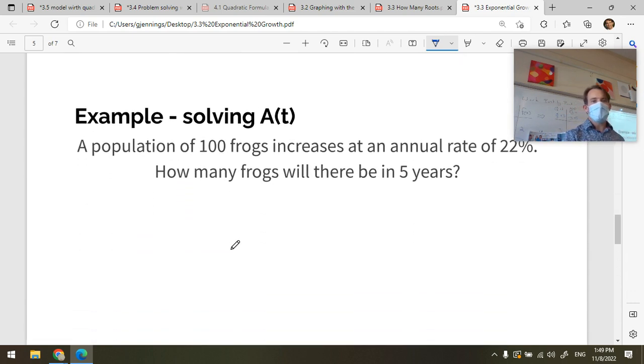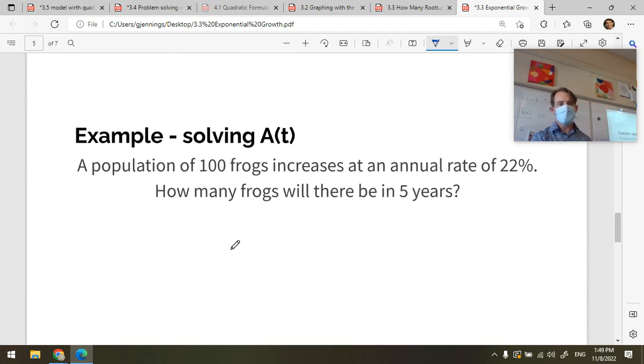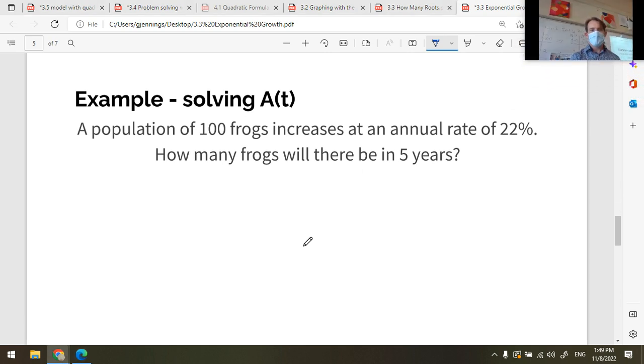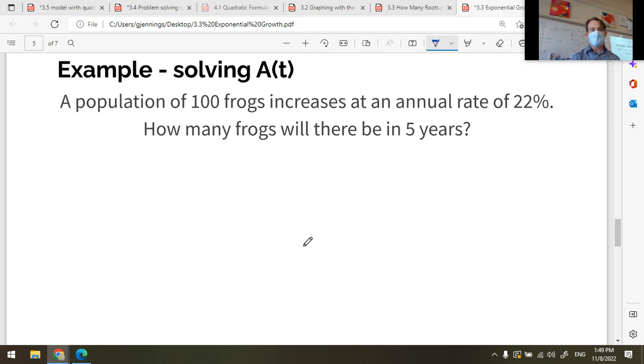Now let's take a look at solving some examples. We have a population of 100 frogs, and we want to know how many frogs there'll be in 5 years. Let's take a look. I would make a little chart. My A, which is my initial amount, is 100 frogs initially. My B is my growth factor, and I'm going to build that with 1 plus R, as a decimal. R is equal to 22%. What's 22% as a decimal?